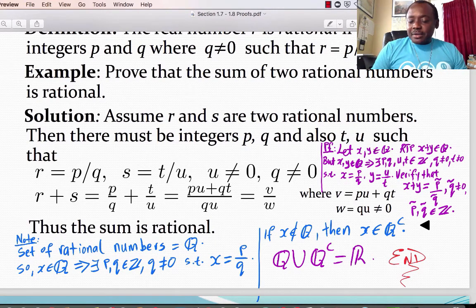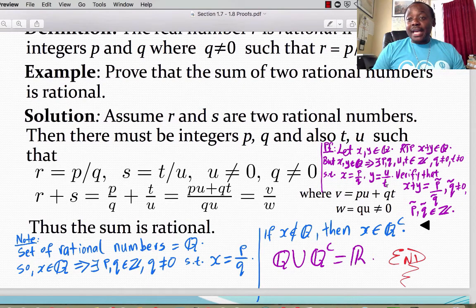Let X and Y be rational numbers. Required to prove: X plus Y is a rational number. Okay, then I go back. But what does it mean for X to be a rational number? What does it mean for Y to be a rational number? X being a rational number implies that there exist P and Q, both integers, Q different from 0, such that X equals P divided by Q. Also, Y being a rational number means there exist integers U and T, T different from 0, such that Y equals U divided by T.